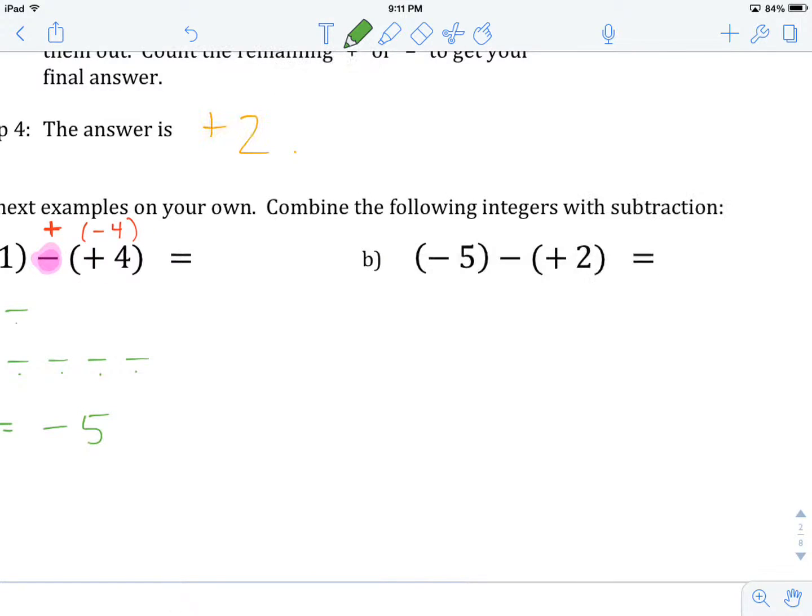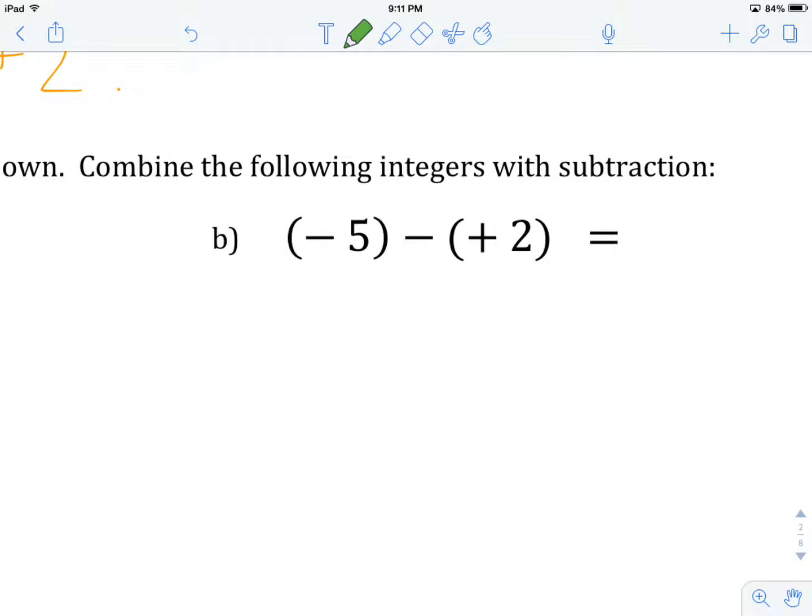I'd like you to hit pause in the video here and try example B on your own. When you've got an answer, come on back and we'll see how you did.